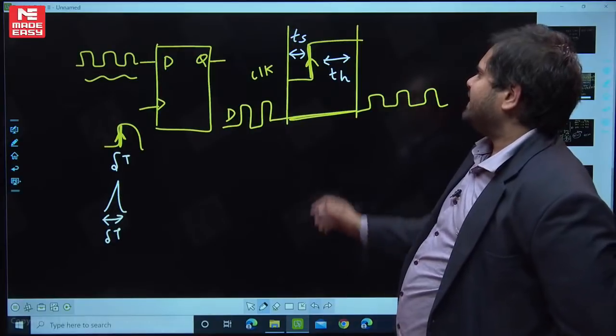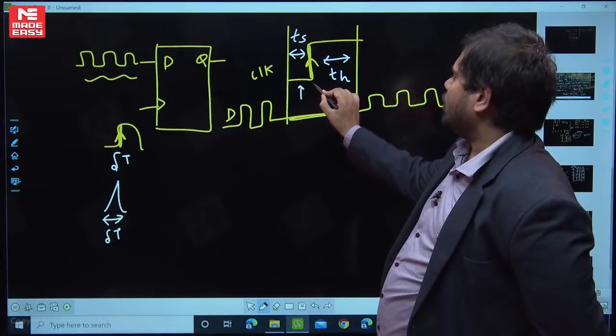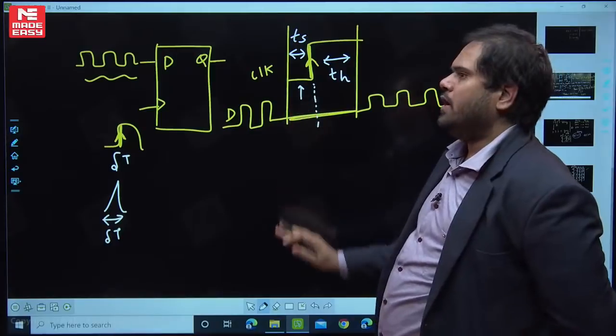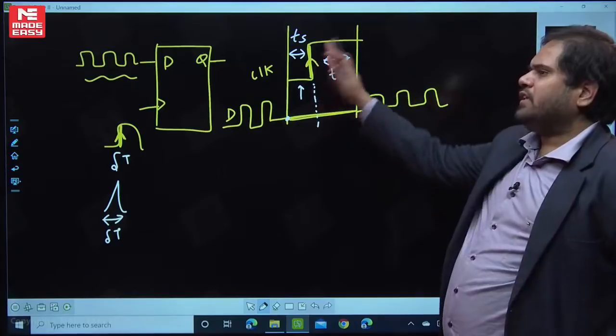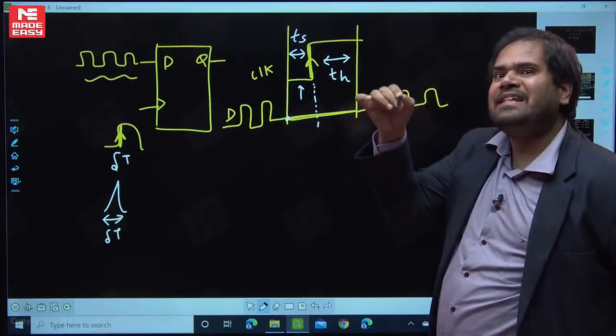Okay, so this time is called the setup time, the time before the clock edge by which input should be stable is called setup time. The time after the clock edge for which input should be maintained stable is called hold time.